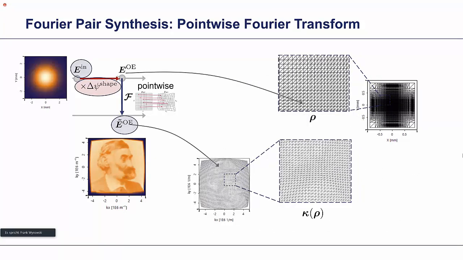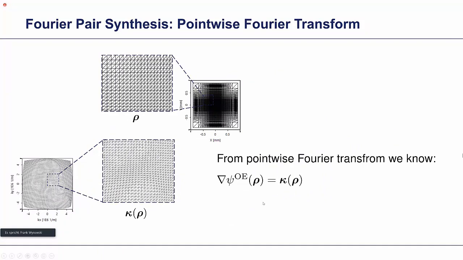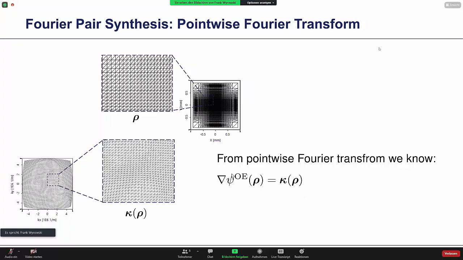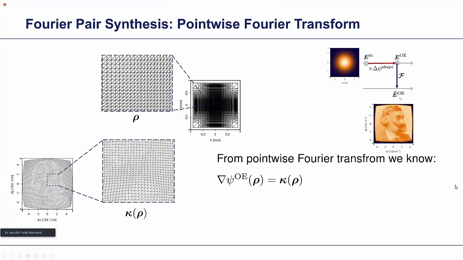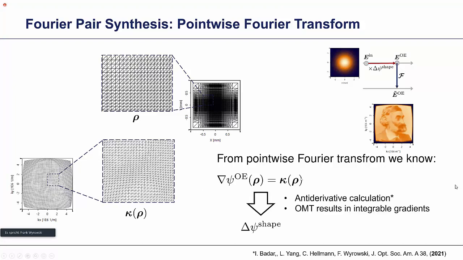And from this coordinate transformation, kappa of rho, we can now calculate the phase. Why can we do that? I saw this equation also in the talk before, because from the pointwise Fourier transform, we know there is a relationship between the phase of the output field here and the k-domain. And now we can calculate the antiderivative of this equation. We also know the OMT result is an integrable gradient. So we know that here. And then we get the delta psi shape. So in this way, we can calculate that.